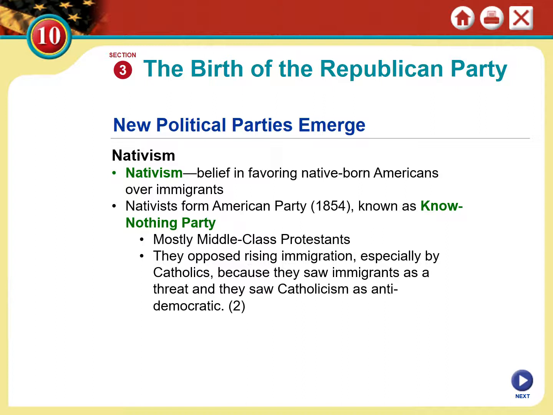And so this Know-Nothing party formed around this idea of nativism. They were mostly made up of middle-class, white, obviously, Protestants. And they opposed immigration, especially people they didn't agree with politically. They especially opposed groups who were Catholic. And they saw Catholicism as a threat to their way of life.